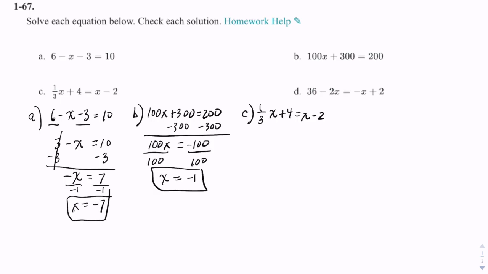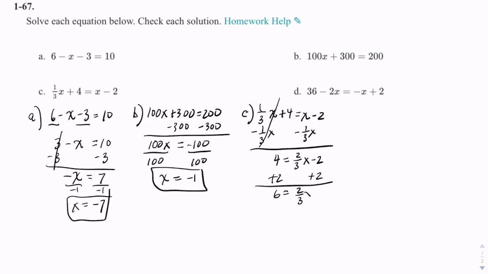For C, we have 1/3 x plus 4 equals x minus 2. In this case, I can subtract 1/3 x from both sides. So this cancels. I have 4 equals 1x minus 1/3 x is 2/3 x, right? Minus 2. I'll add 2 to both sides. I have 6 equals 2/3 x.